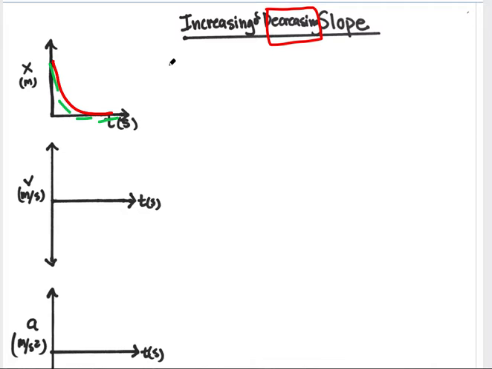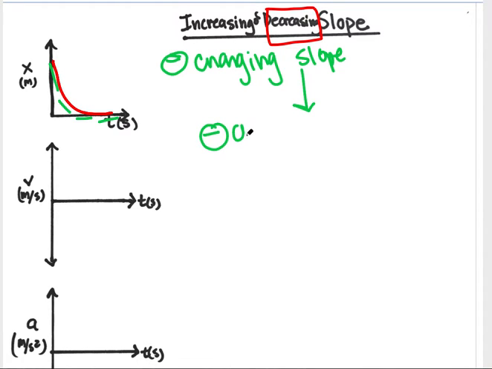Okay, so what can we say about the slope of our position time graph? Well, we can say it's negative, right? Because it starts at a positive position and it gets closer and closer to the origin. So we have a negative changing slope on our position time graph. That slope can be replaced with velocity because the slope on a position time graph is velocity.